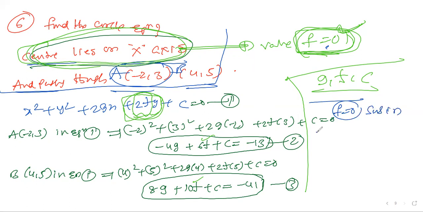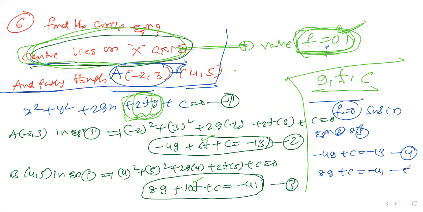Substitute in equation number 2 and equation number 3. Automatically, what are you going to get? f is 0, right? So -4g plus c is equal to -13. This is equation number 4. Next, here you substitute: 8g plus c is equal to -41. This is equation number 5.